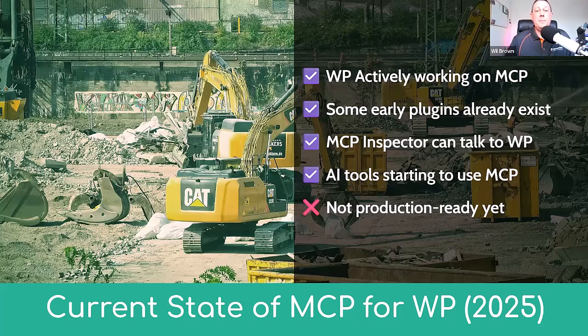Tools like MCP Inspector, that's a third-party tool. If you're installing some of these plugins, it can already talk to WordPress. So you can do experiments today, as long as you're on a staging development site, and please don't do it on your actual business site or your client's website just yet.